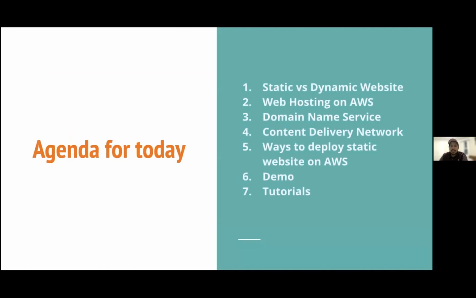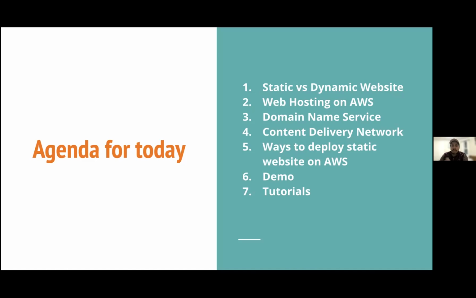we are going to talk about static versus dynamic websites. These are the two major categories for websites and web apps, and what are the differences between them? How you can use AWS for web hosting, and then the different parts of web hosting: how do others on the internet find your website? So we'll talk about the domain name service. That is one thing that we use to find websites or to track IP addresses with websites.